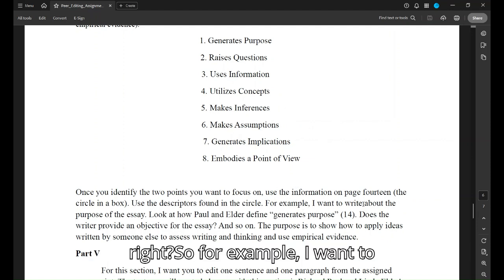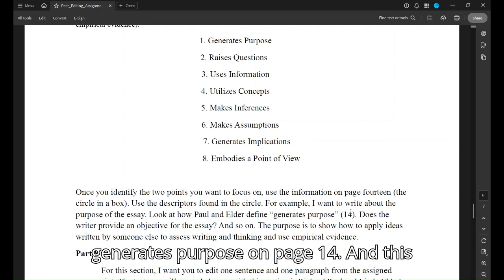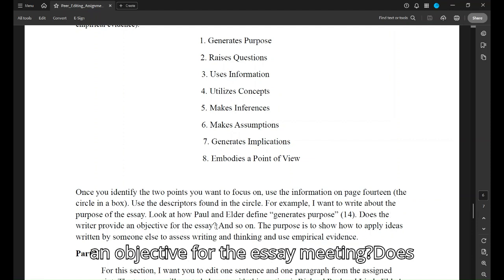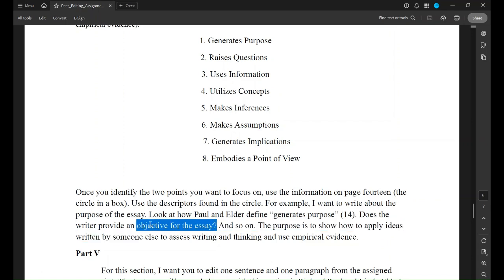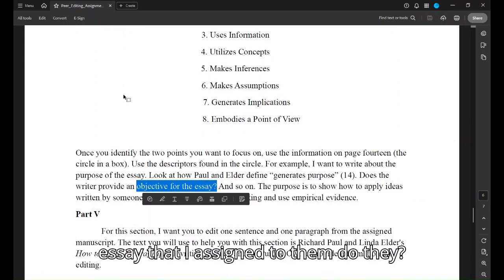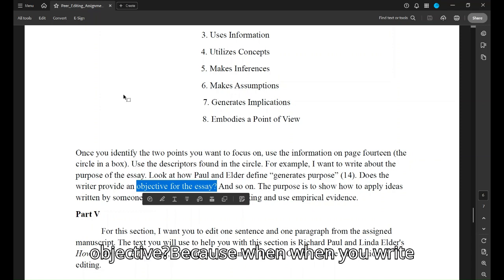So, for example, I want to write about the purpose of the essay. So look at how Paul and Elder define generates purpose on page 14. And this is what they say: does the writer provide an objective for the essay? Meaning, does the person or the essay that I assigned to them show that they're going to go in a particular direction, and do they stay true, meaning do they actually follow through with that objective?